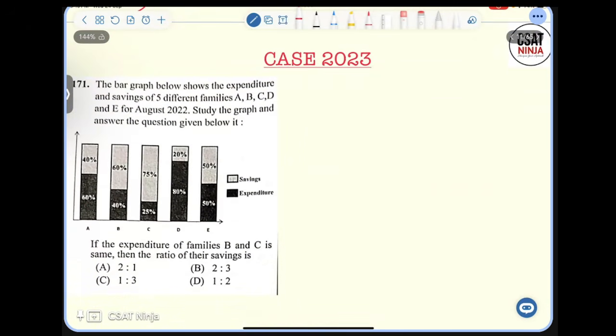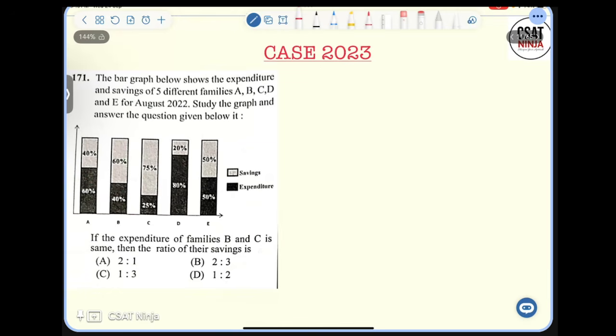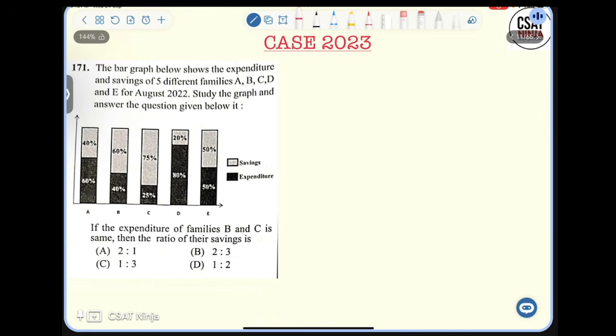Okay, let's start with the CSE 2023 question. The question here is a bar graph, so let's read the question. The bar graph given below shows the expenditure and savings of 5 different families, A, B, C, D, and E. If the expenditure of family B and C is the same, then the ratio of the savings is asked. One thing is given in the question.